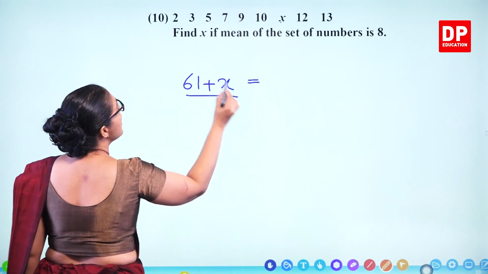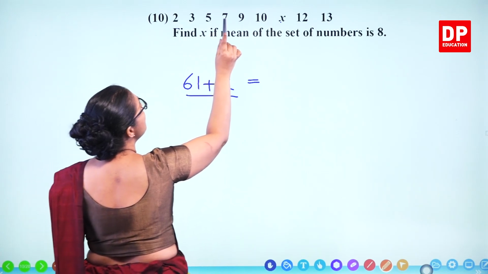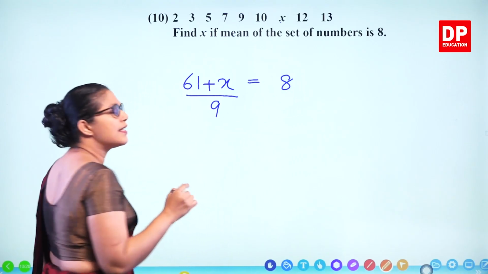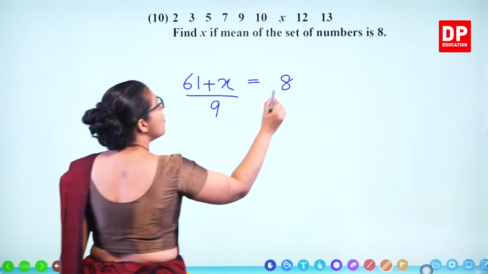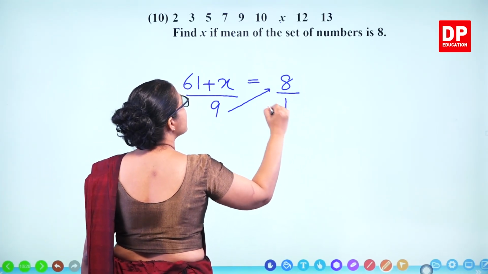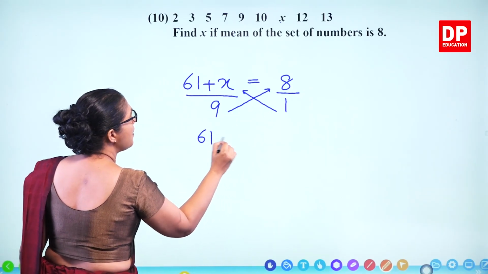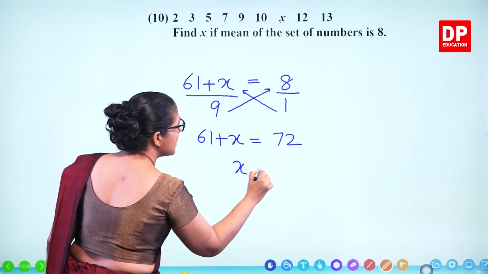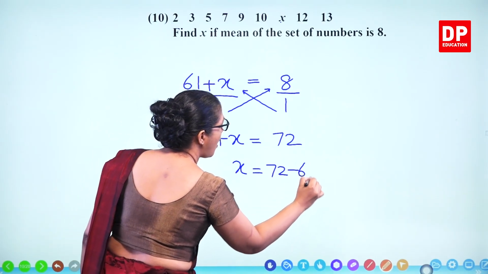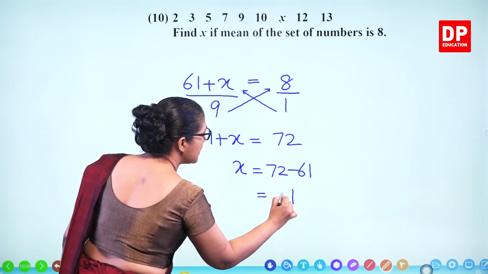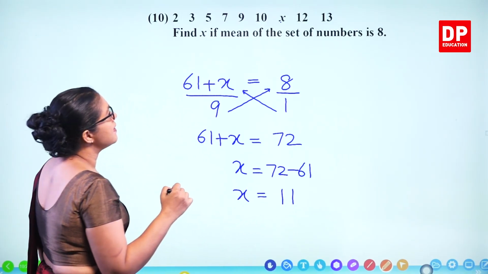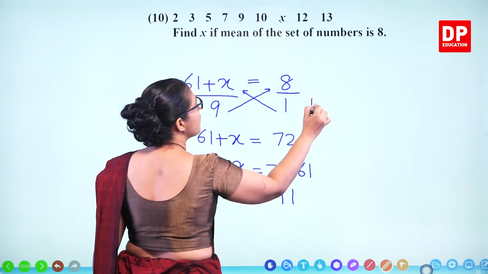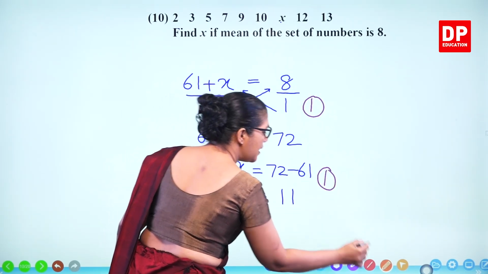This is divided by how many numbers are there? 1, 2, 3, 4, 5, 6, 7, 8, 9. That's equal to 8. That's the mean. Now, cross multiply and find x. 61 plus x equals 9 times 8, 72. So, what's x? 72 minus 61, you get 11. So, x is 11. 2 marks. 1 mark for the method and 1 mark for the answer.